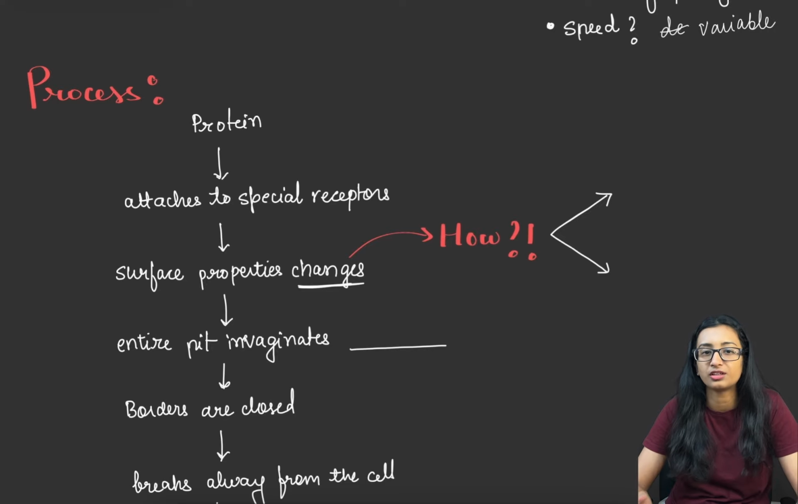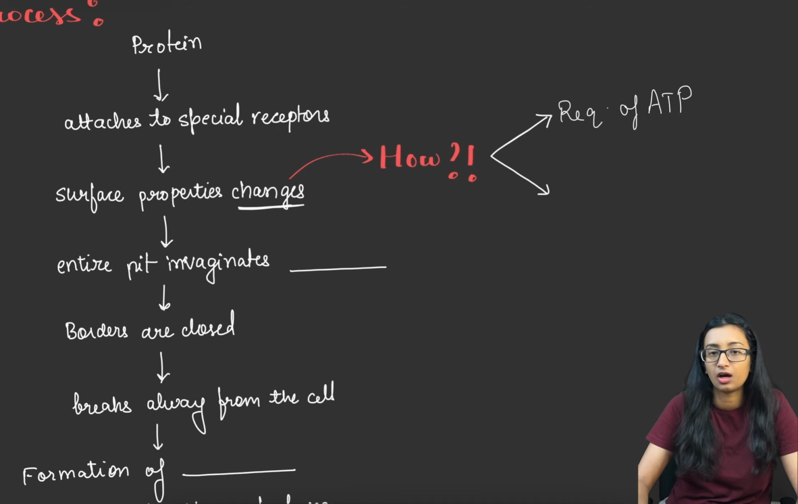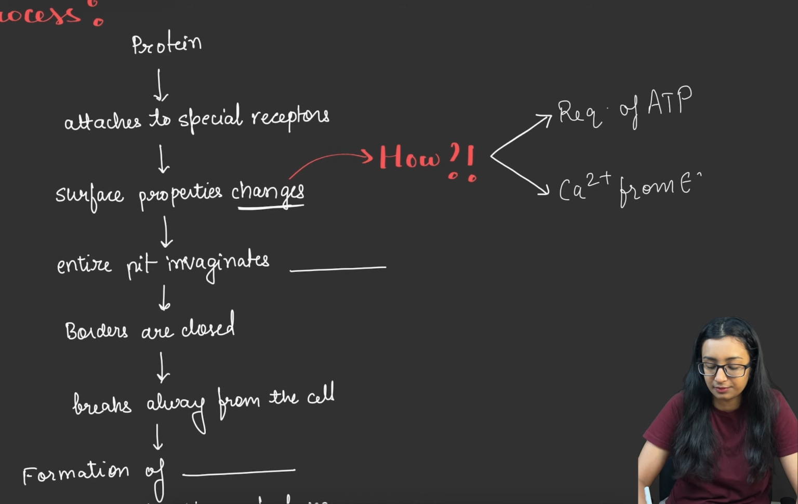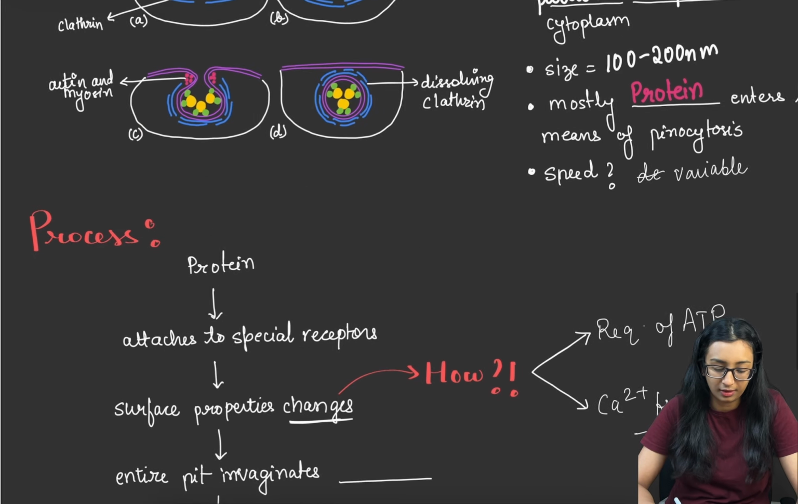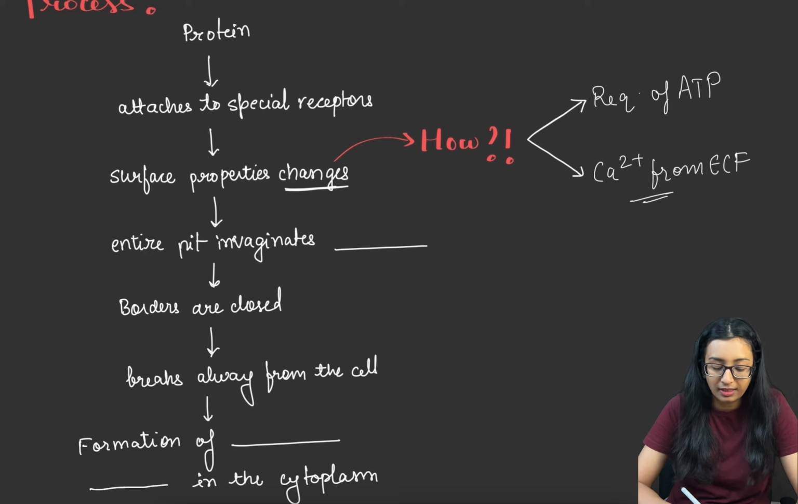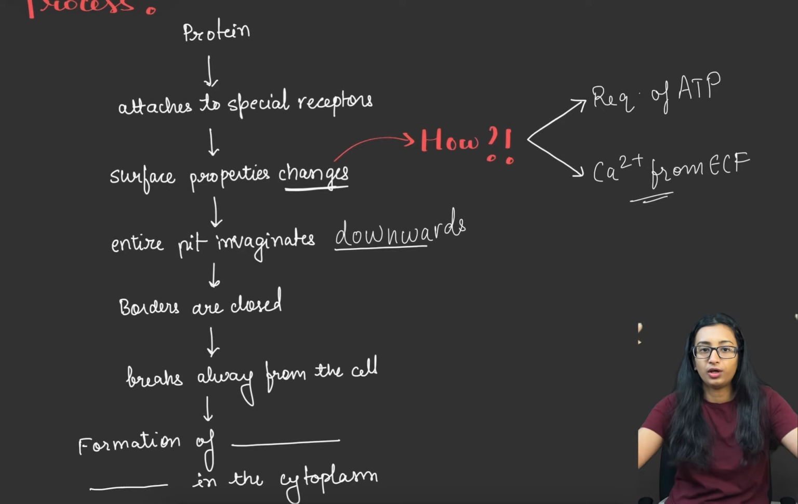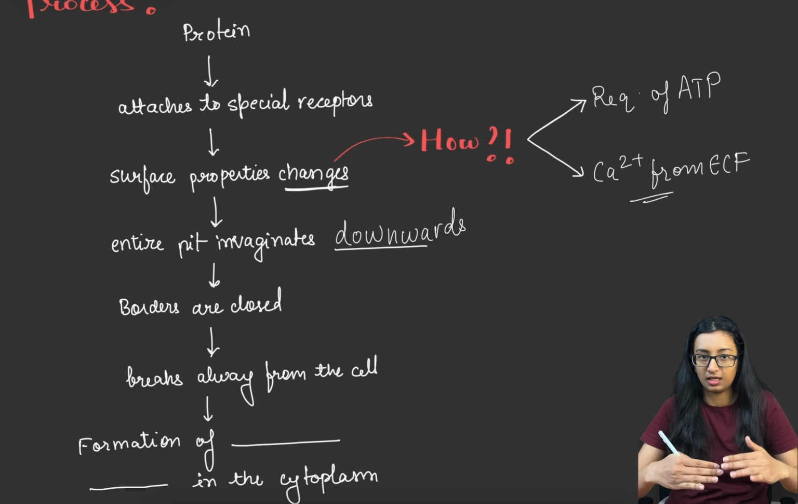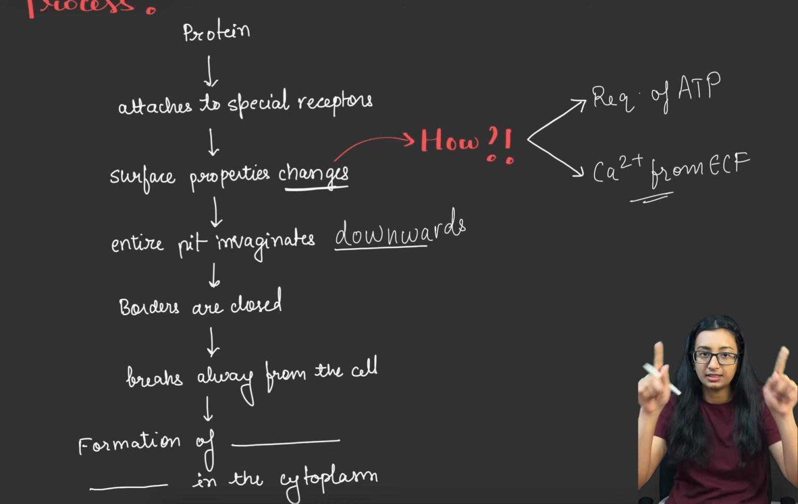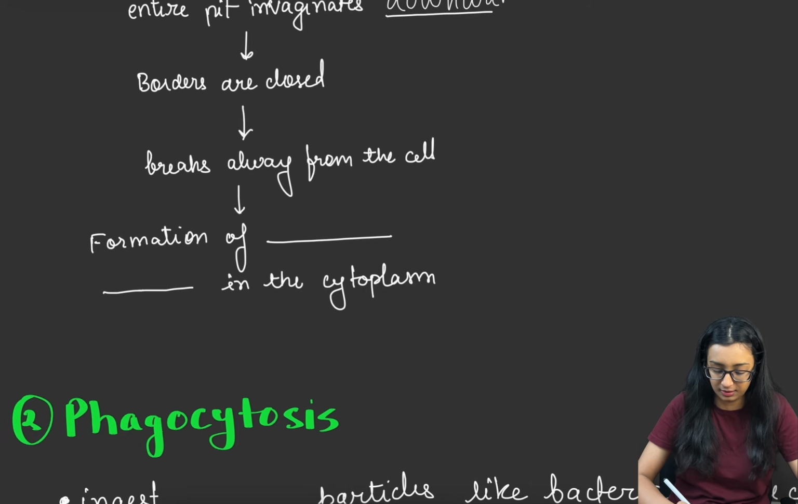How these are changed, we are unsure of that, but we know that there will be a requirement of ATP or a high energy source, and we will require calcium from the ECF. Why is calcium required? Calcium is required to attach with the fibrillar protein, that is clathrin. Because of these changes, the entire pit invaginates downwards, inside the cell. Now the borders will close and it breaks away from the cell. When it breaks away, a vesicle is formed, a circle type of organelle. That is called the formation of the pinocytotic vesicle.